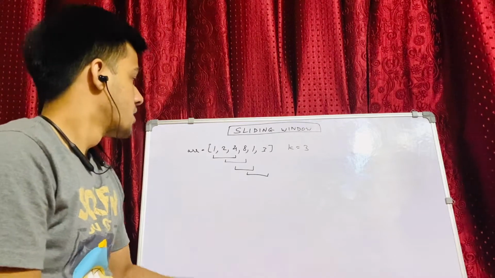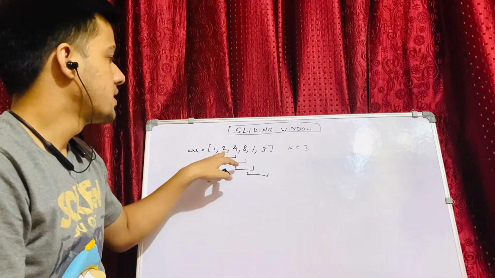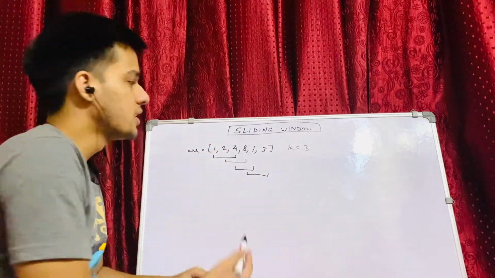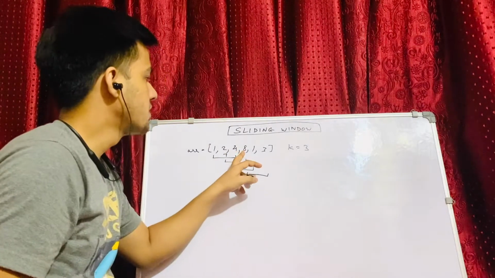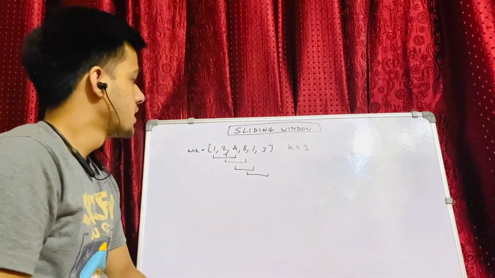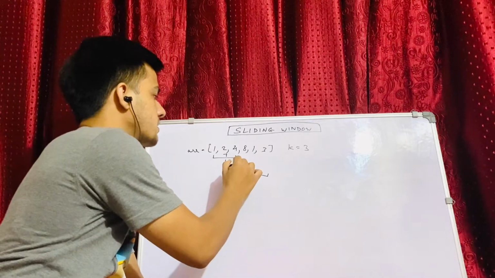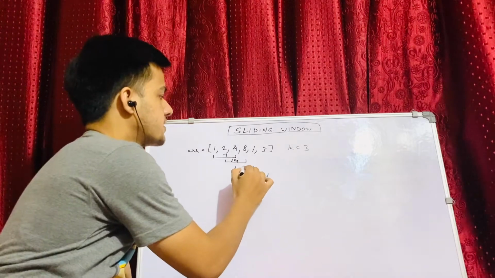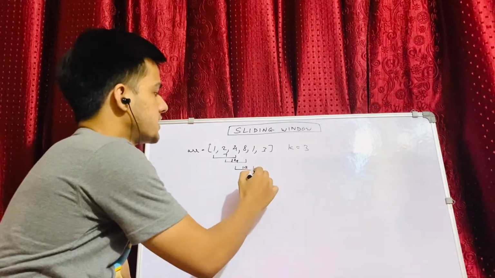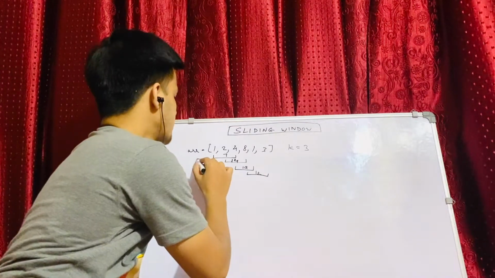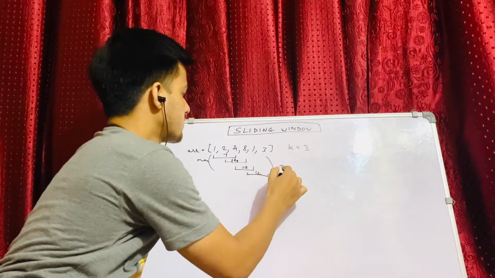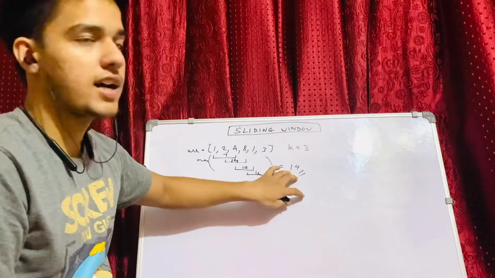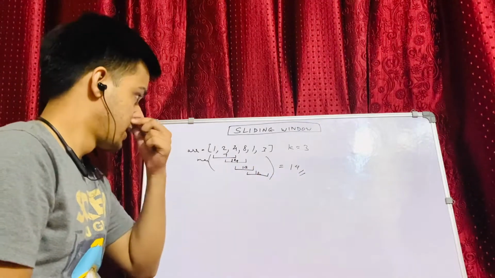Right? So if you see the sum of each k-length subarray, for the first one we have 4 plus 2 plus 1, which is 7. For the second one we have 8 plus 4 plus 2, which is 14. Similarly, we have 1 plus 8 plus 4, which is 13. We have 8 plus 1 plus 3, which is 12. So the maximum of all these values is actually 14, right? This is the answer that I need to find for this particular problem.